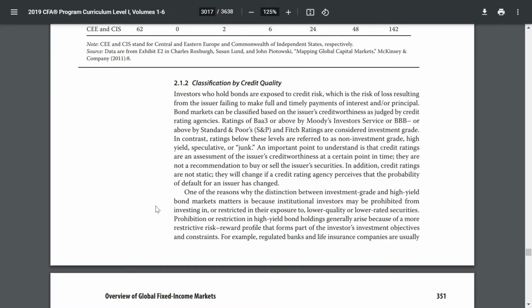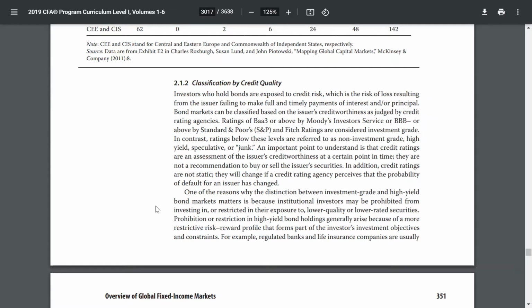An important point to understand is that credit ratings are an assessment of the issuer's creditworthiness at a certain point in time. They are not a recommendation to buy or sell the issuer's securities. In addition, credit ratings are not static. They will change if a credit rating agency perceives that the probability of default of an issuer has changed.